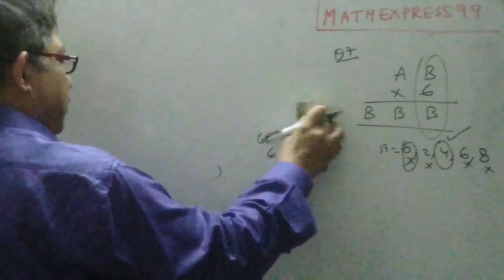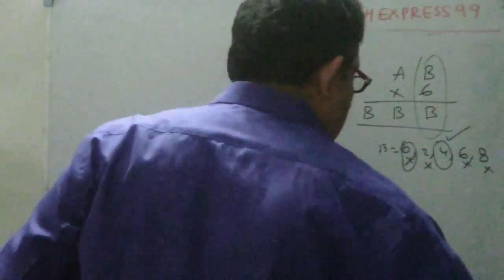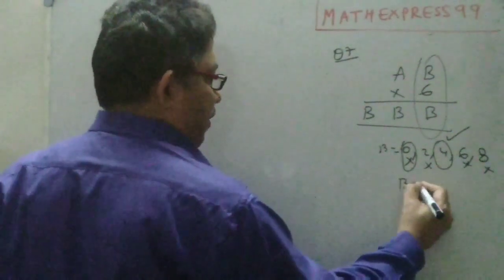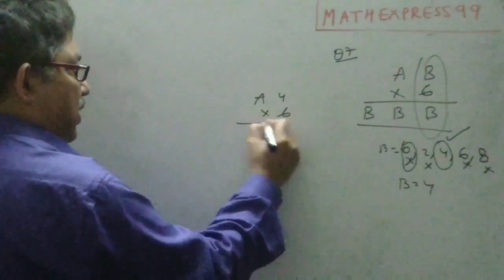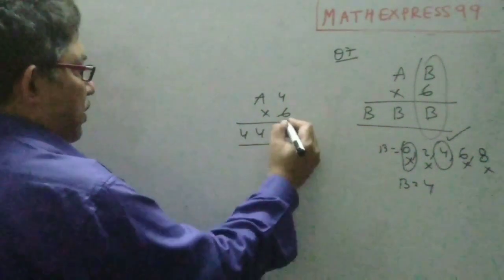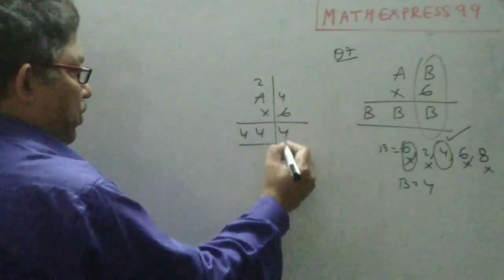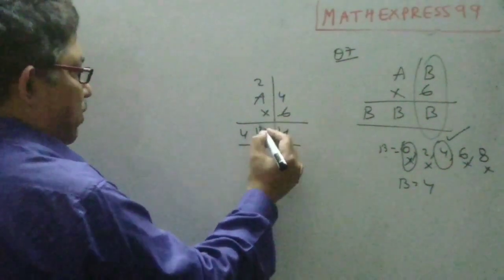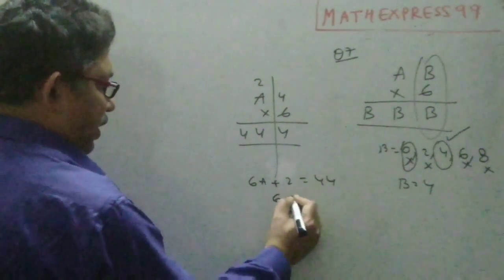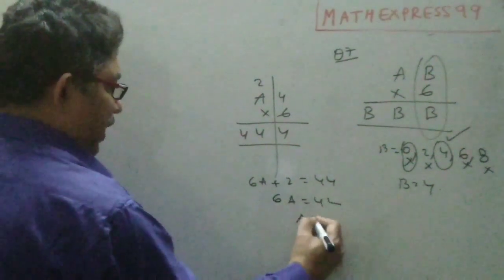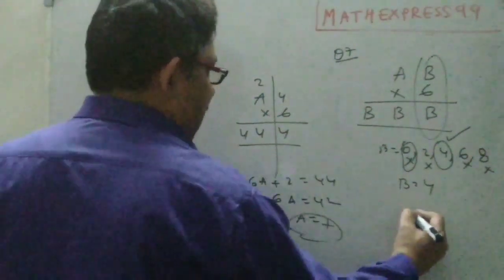Our answer is finally B is equal to 4. A4 into 6, 4, 4, 4. So 6 into 4, 24. And 6 into A plus 2 is 44. 6A is 42. A is 7. So we get what? B equal to 4. A equal to 7.